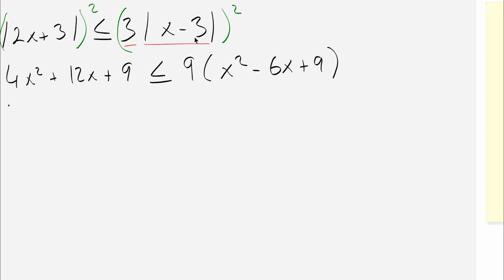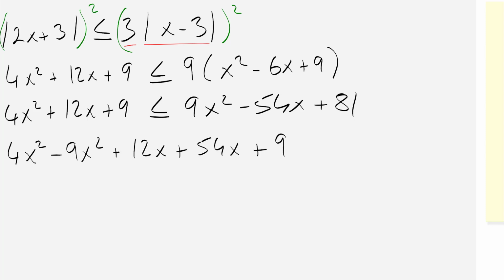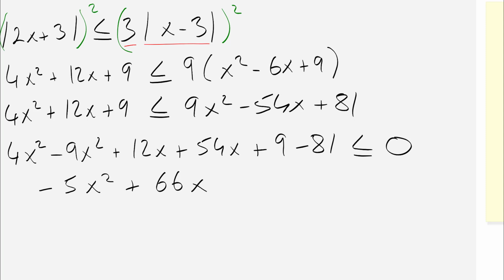We'll just do our multiplication and continue on. So we've got our 4x squared plus 12x plus 9 less than or equal to 9x squared minus 54x plus 81. I like to take everything to the left hand side. So we're going to have 4x squared minus 9x squared plus 12x plus 54x plus 9 minus 81 less than or equal to 0. So that's minus 5x squared plus 66x minus 72 is less than or equal to 0.